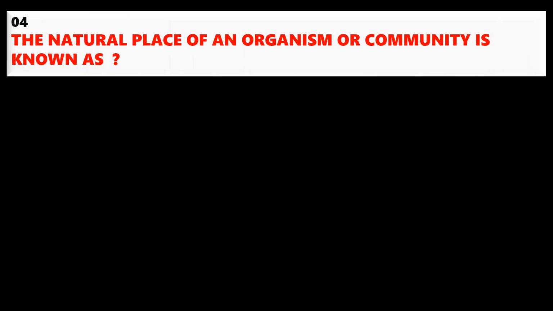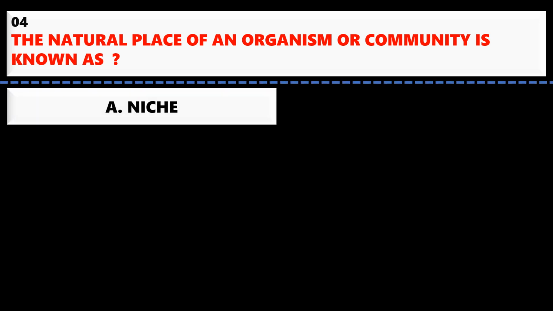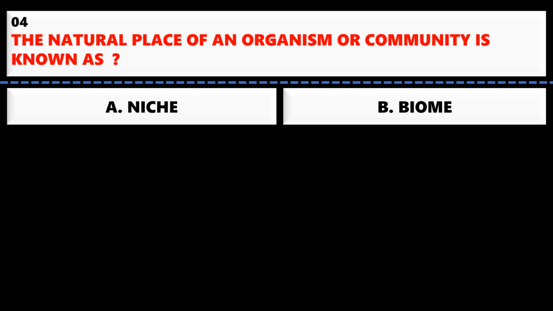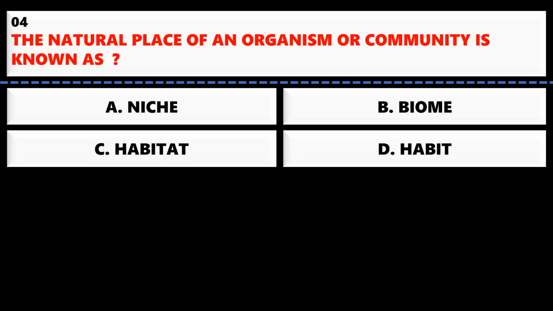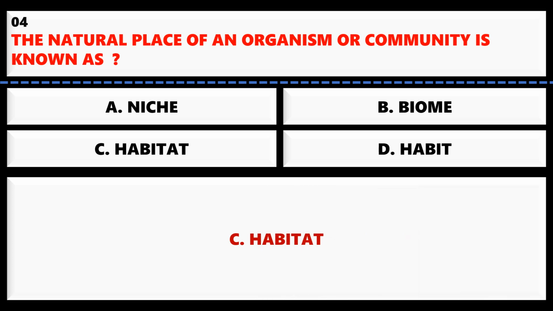Question number 4. The natural place of an organism or community is known as, and the options are niche, biome, habitat, and the last option is habit. And the right answer is habitat is the natural place of an organism or community.